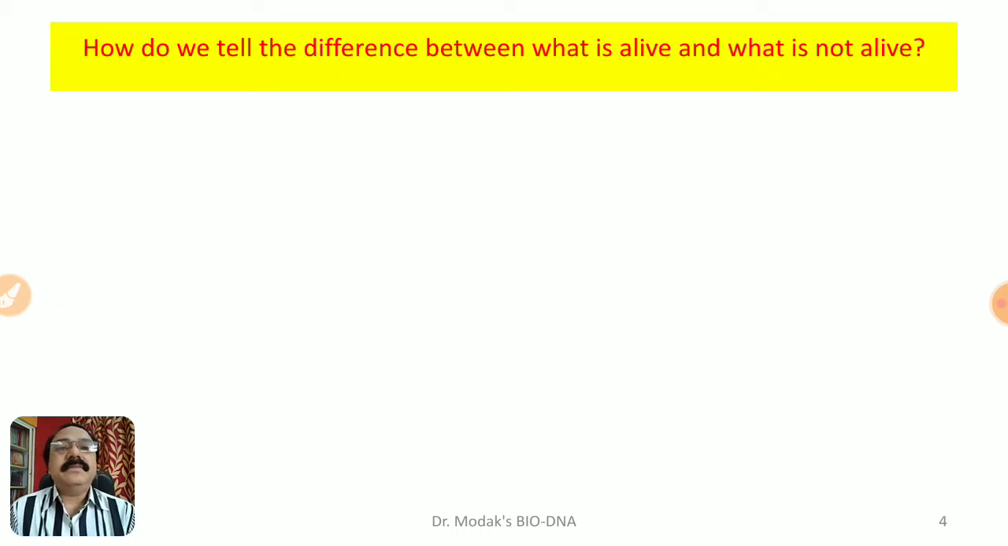Okay, now let me ask the question: how do we tell the difference between what is alive, what is not alive, what is dead? What thing can we say is living? How could we say? You will say movement. Then a fan is moving, is it living then? No. Wind is also moving. Is the wind and air living then? No. So we need certain characteristic features for those things which we call living. So what are the characteristic features of living?